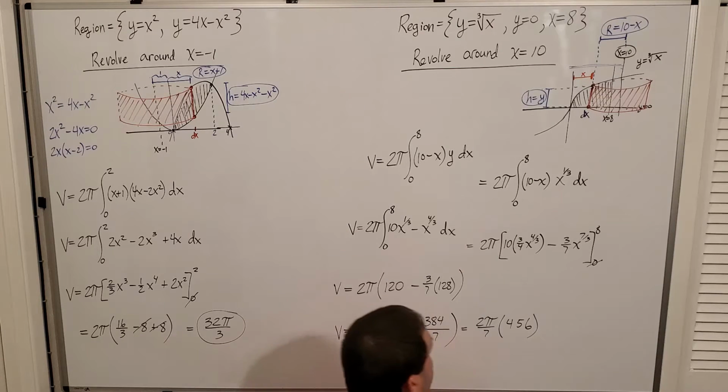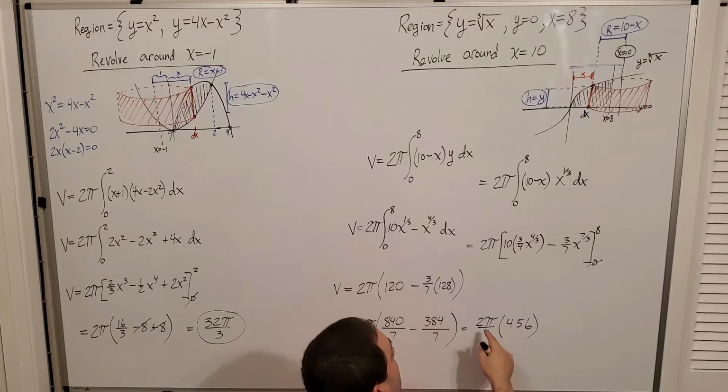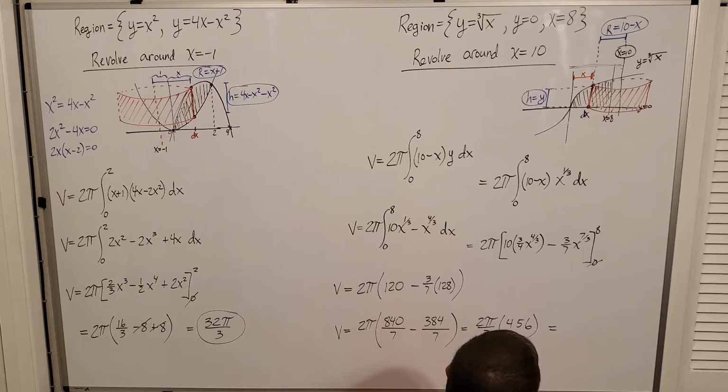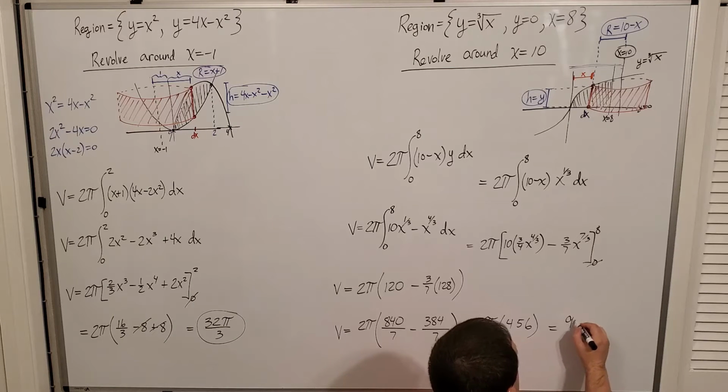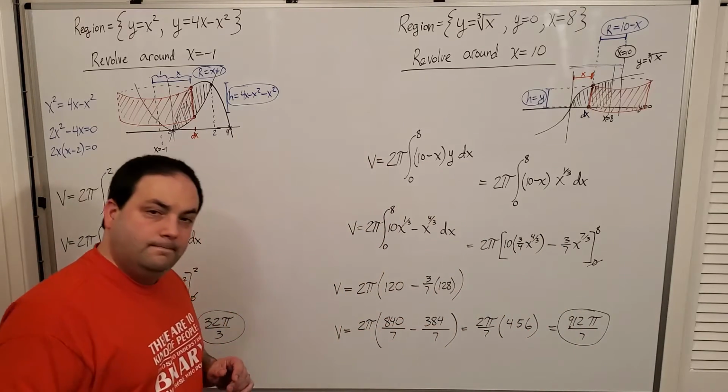So then, let's see. 7 into this would leave me, nope, 7 doesn't go. So I just have to do 2 times this, which will give me 912 pi over 7. Okie dokie.